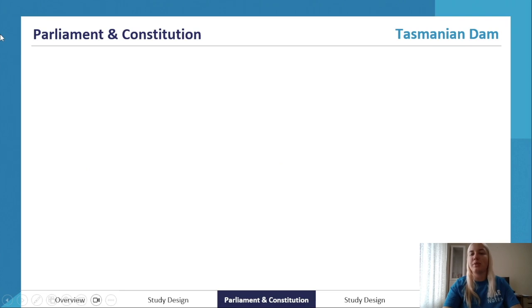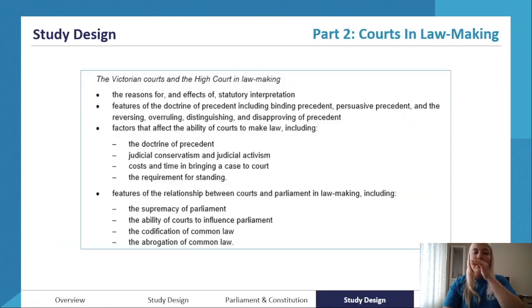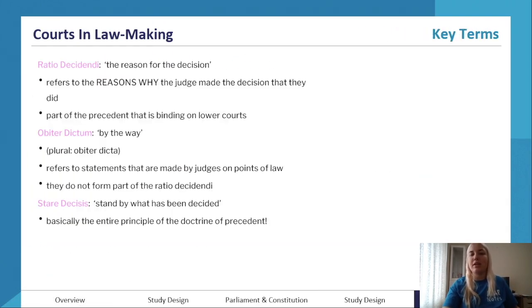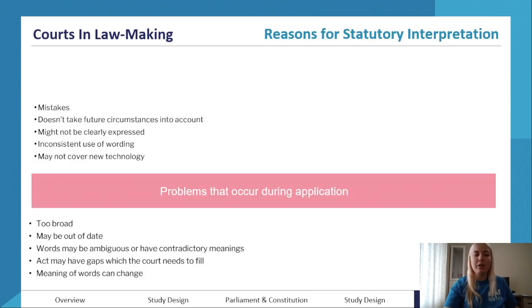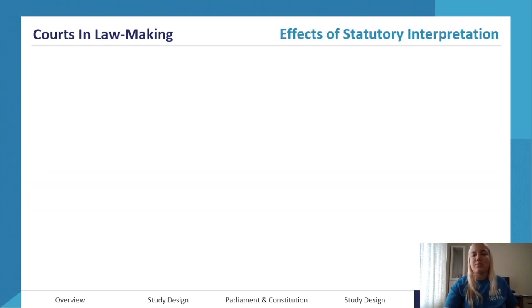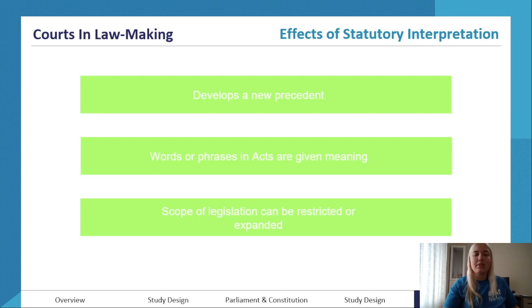So that's exactly what that's referring to. Those three are usually very, very easy for students to grasp and remember, as well as the reasons for statutory interpretation. So these are very easy marks on the exam and any SAC questions, and very easy to explain.